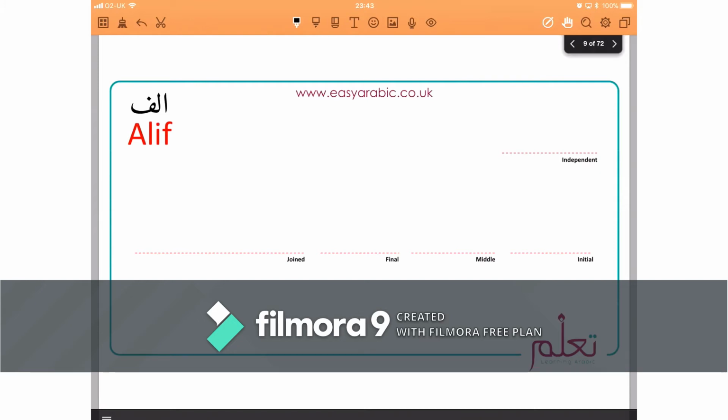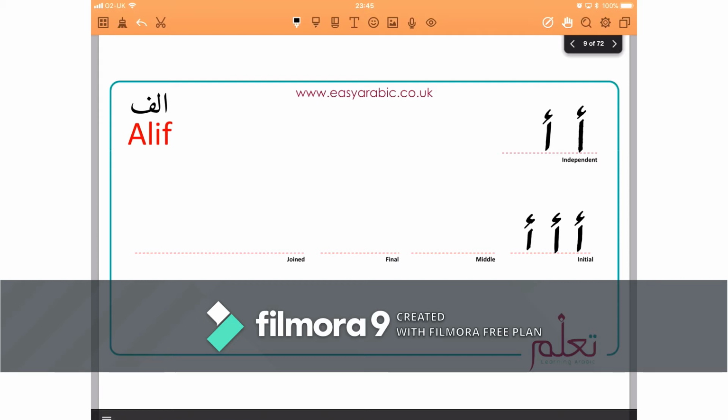When we write it on its own, it looks like this. We start from the top, alif, and then it has a hamza at the top if it's at the beginning of a word. So alif again, like this, and hamza. When it's at the beginning of a word, it also looks like this, the same actually as the independent alif. Once again, alif, and again, alif.